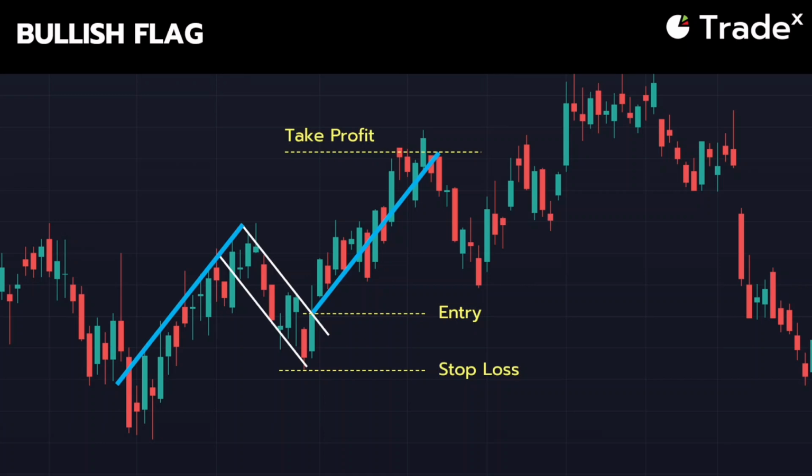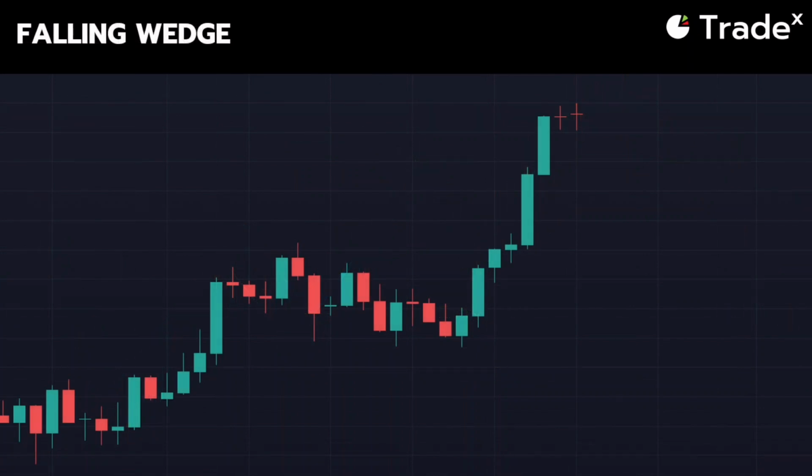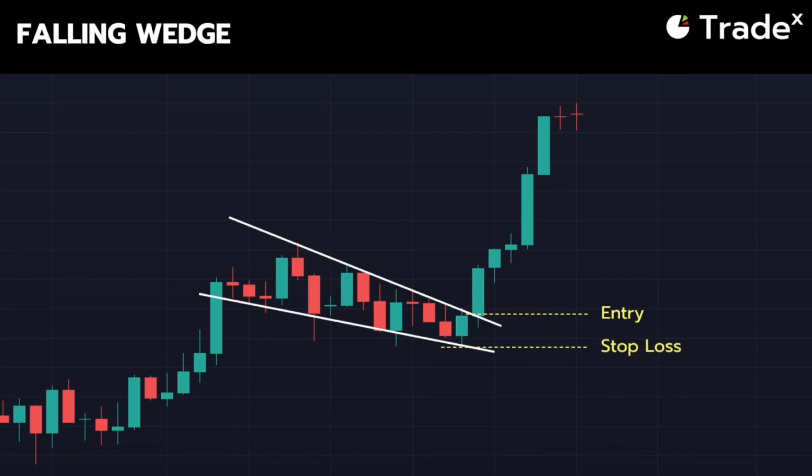Just like with the previous example, the falling wedge follows the same principles. Enter the trade when the price breaks above the pattern. Place the stop loss at the most recent low within the wedge. To set the take profit target, measure the height of the strong upward move before the pattern and project that distance upward from the breakout point. This approach helps in capturing the potential gains while managing the risk effectively.